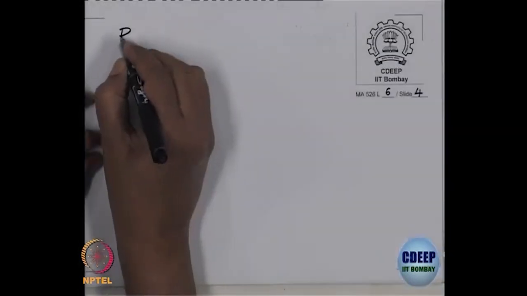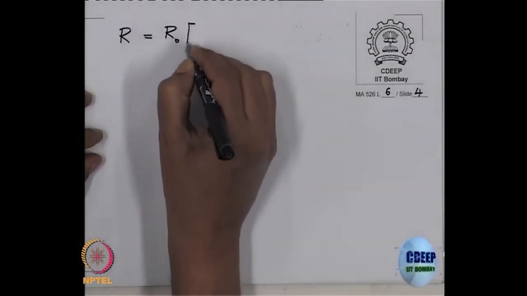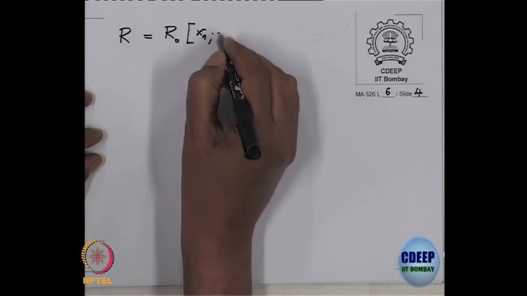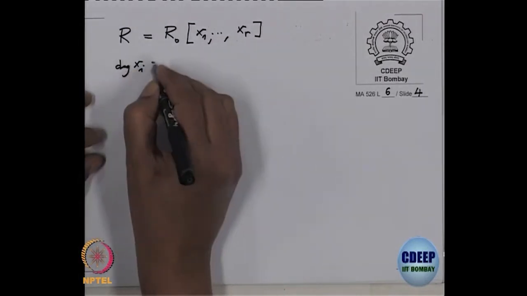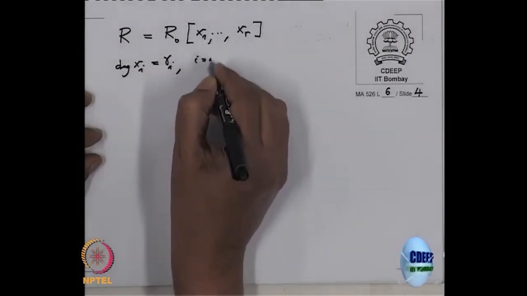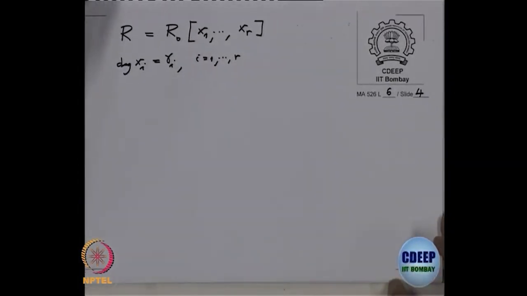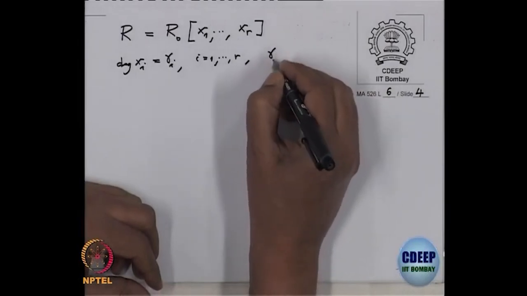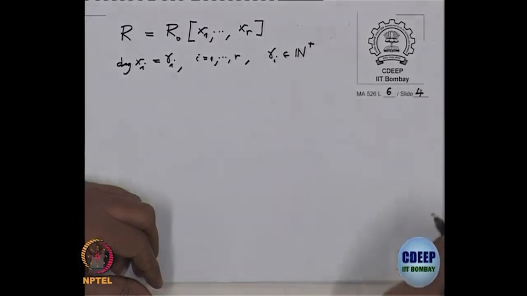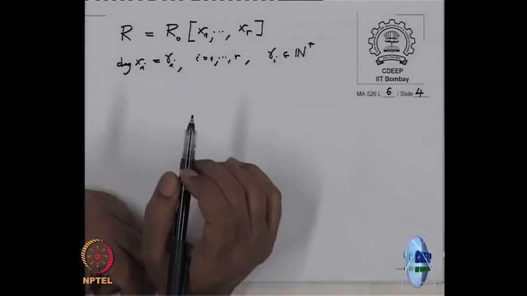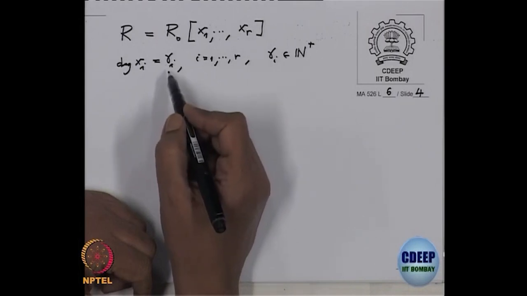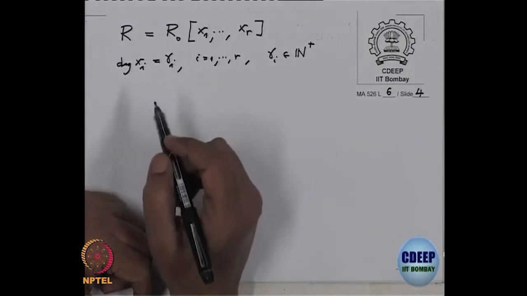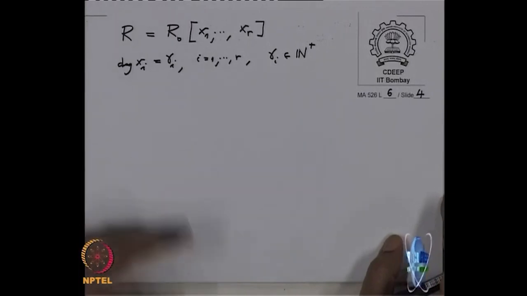So, what is the theorem? We know now that our R over R naught is generated by finitely many homogeneous elements, x1 to xr, each xi homogeneous, and let us call the degrees gamma i, for i from 1 to r. They are positive integers, natural numbers. When all the gamma i's are 1, we are in the standard case, and we will see some examples where not all gamma i's are 1, which also helps in the calculation of some Hilbert series or dimensions or more invariants.